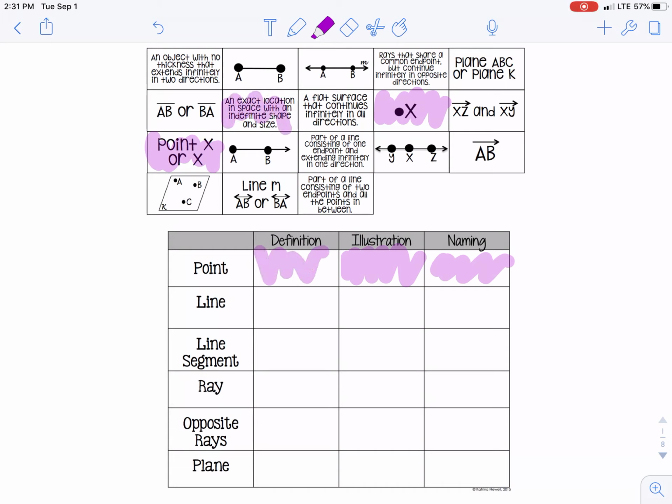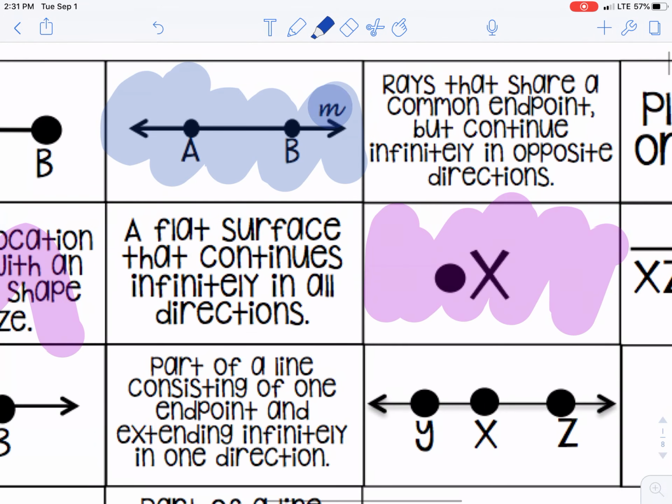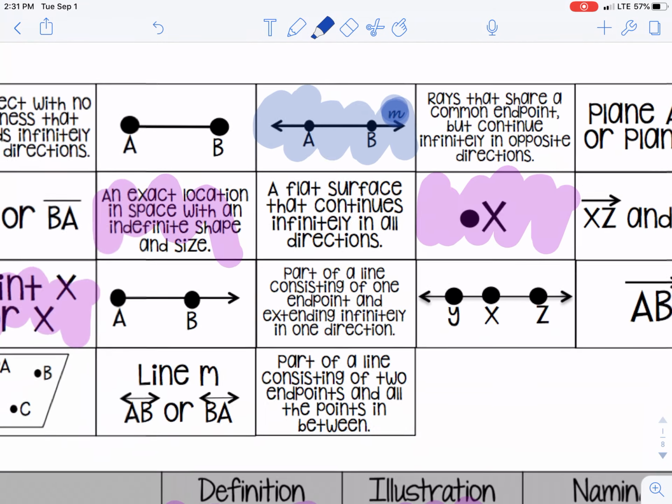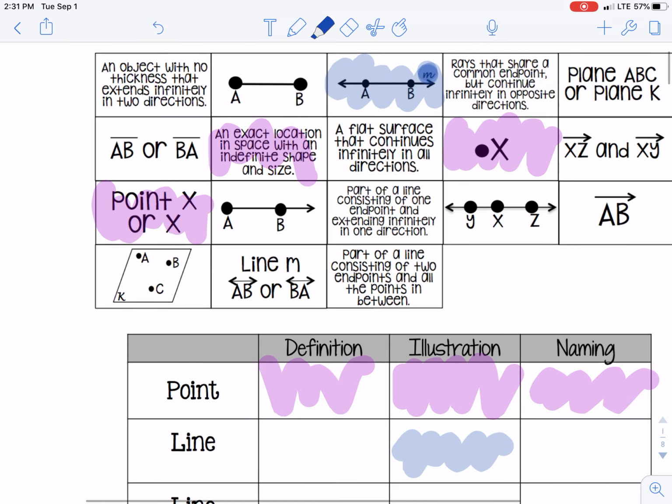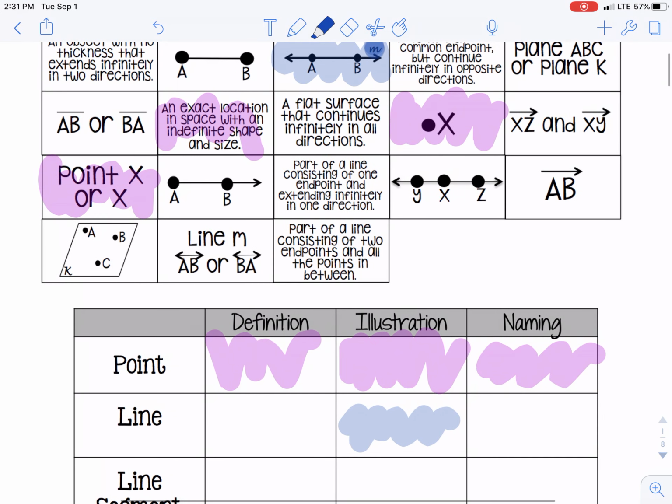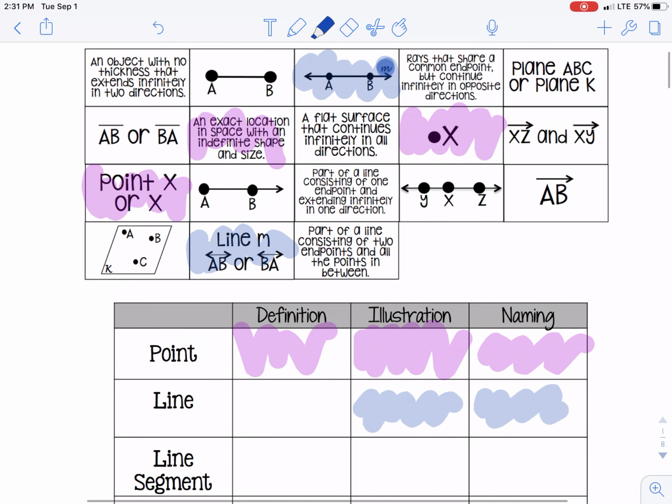We're going to talk about what a line is. A line, that's the illustration. Naming it, we'll call it line M because you can use that little cursive letter to name it, just like with planes you can do that. Or you can call AB any 2 points. And it's a flat surface that continues.